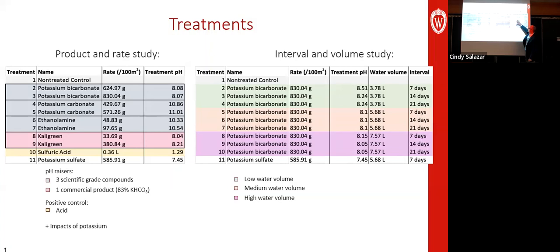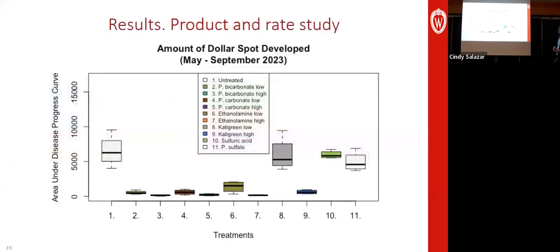And here we're just looking at different reapplication intervals and different water volume applications. So the reapplication intervals were 7, 14, and 21 days. And then the water volumes, I believe, were 0.5, 0.75, 1, and 2 gallons of water per 1,000 square feet, where 0.5 is a little on the low end. Most golf course superintendents are right about 1 gallon of water per 1,000 square feet when they're applying fungicides onto their turf.